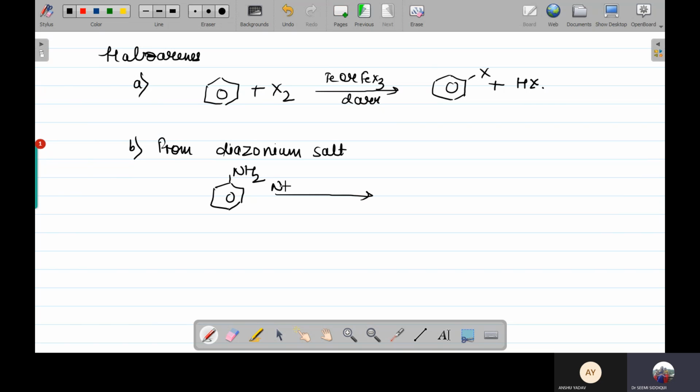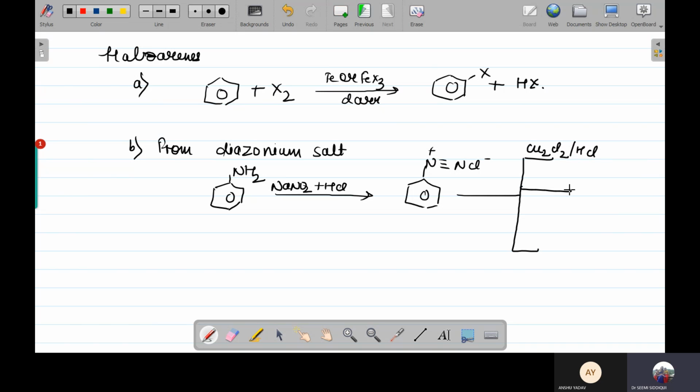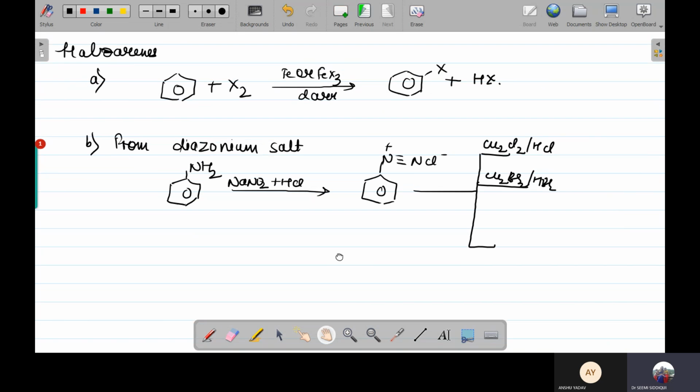In the presence of NaNO2 plus HCl, so what do we get? We get a diazonium chloride. And with the help of this diazonium chloride, further, what can you do? If you take Cu2Cl2, HCl, or you take Cu2Br2, HBr, so what is going to happen?